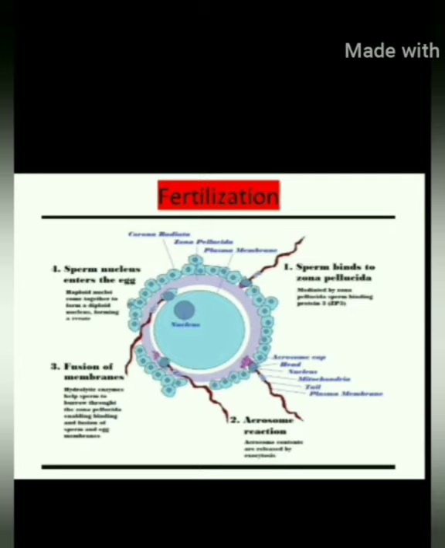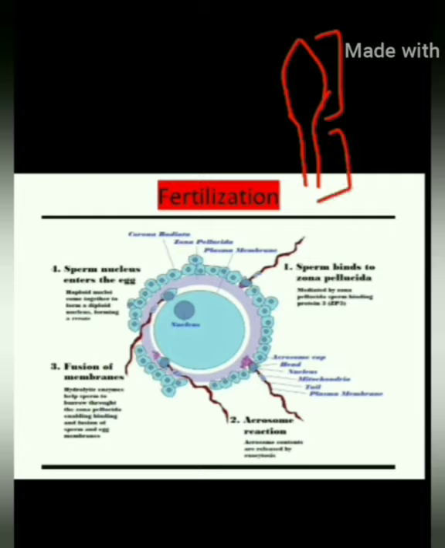If you remember the structure of sperm, I told you about it: this is the acrosomal region and this is the middle part. In the acrosomal region there are various hydrolytic enzymes, including the hyaluronidase enzyme and the zona lysine enzymes. Various categories of enzymes are present in this region, and they all help in penetrating into the ovum.